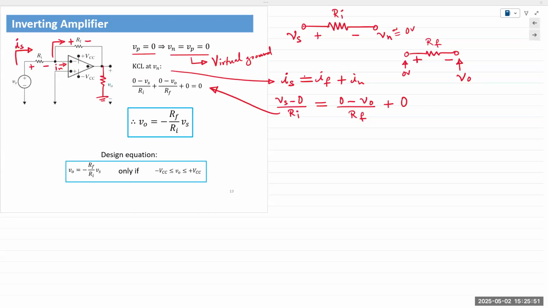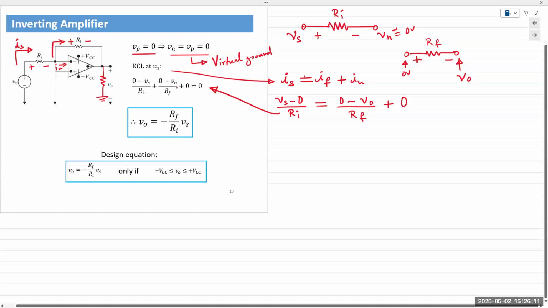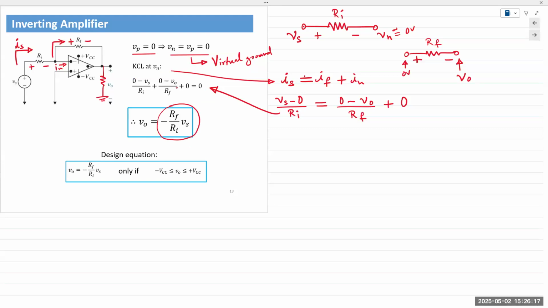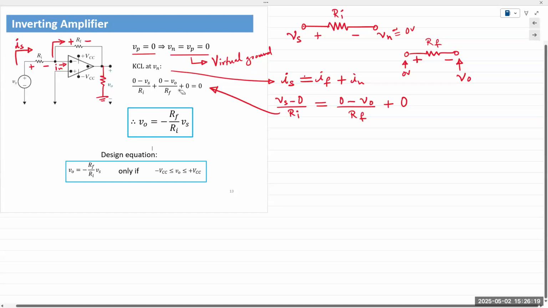All right, so we have that KCL equation. We expressed each of these currents in terms of the node voltages at either end of the resistors. Then we rearrange the terms to obtain V out on one side of the equation and all other terms on the right side. And we obtain V out is minus RF over Ri times Vs. And that's all it is.